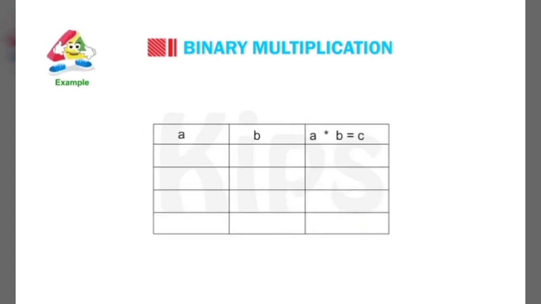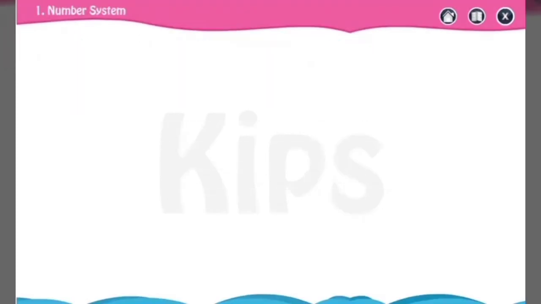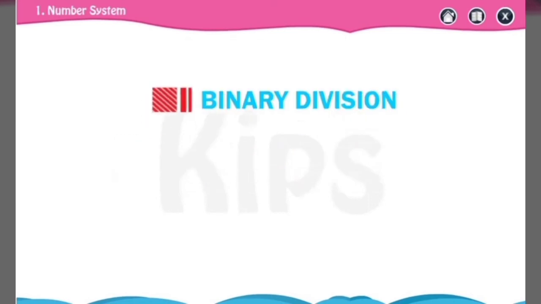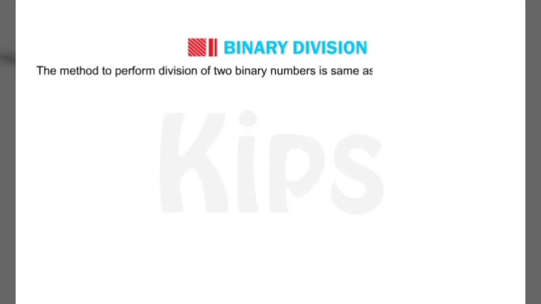So the table is 0 into 0, 0, 0 into 1, 0, 1 into 0, again 0, but 1 into 1 is 1. Okay students, now binary division. For this, we have to follow same rule as in decimal number system. Here, there will be a dividend, quotient, and when we divide, we will get the remainder also.